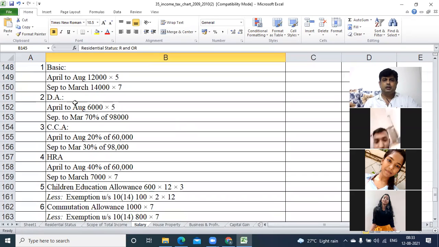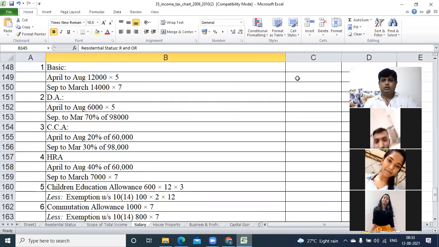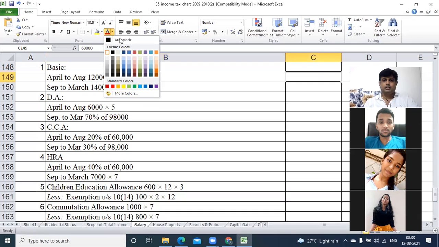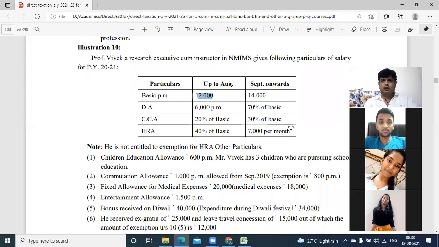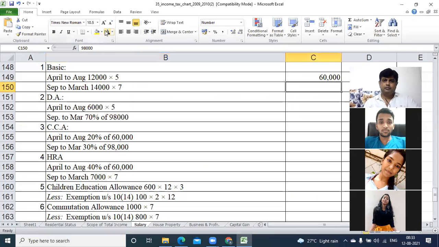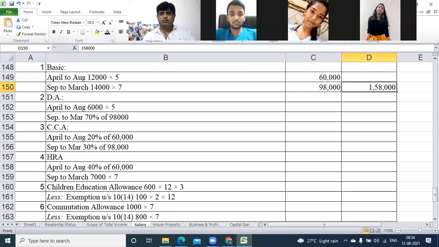What was the basic? For 5 months, basic was 12,000. So what is the total? 12,000 into 5, how much will you get? 60,000. Okay. For remaining 7 months, the basic was 40,000. So what will be the total then? 98,000. So both the total will be how much? 1,58,000. Absolutely. Very good.